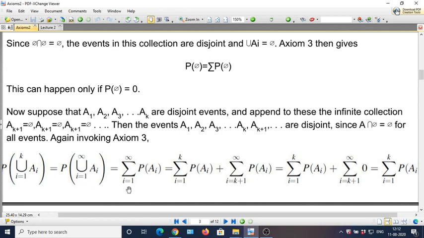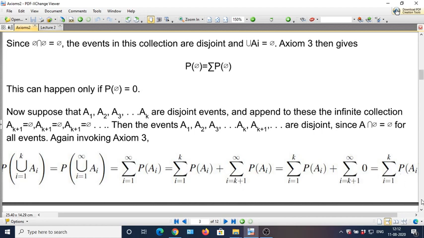This can be proved as follows. Because all Ai's here are disjoint, we can write it as sigma i varying from 1 to infinity P of Ai, which can be split into two sums, one varying from 1 to k, another varying from k plus 1 to infinity. Then we know that these are all impossible events whose individual probability measures are all zeros. So these are all sums of zeros, which will not contribute anything to this sum. So we get back the first one.